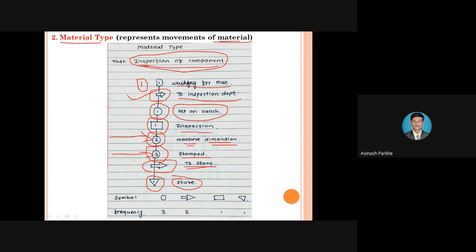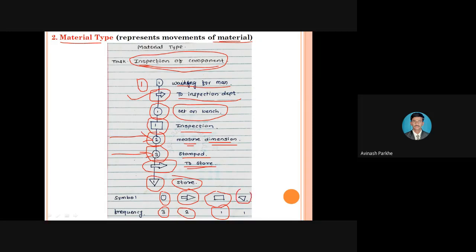So how many symbols are used to represent the movement of the material? First one is the operation. How many times is it there? Three operations are performed on that material. Then the second symbol, transport. How many movements take place from one location to another? Two times the material is moved. Then the third one, inspection. How many times does inspection take place? Only one time on that material.